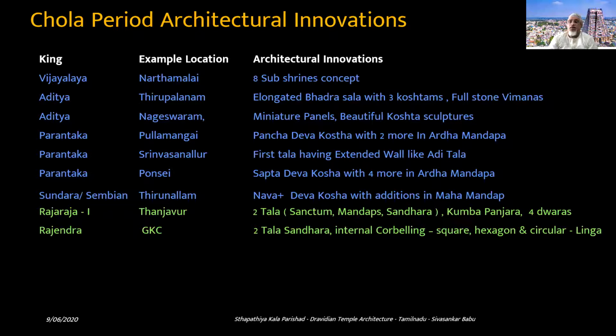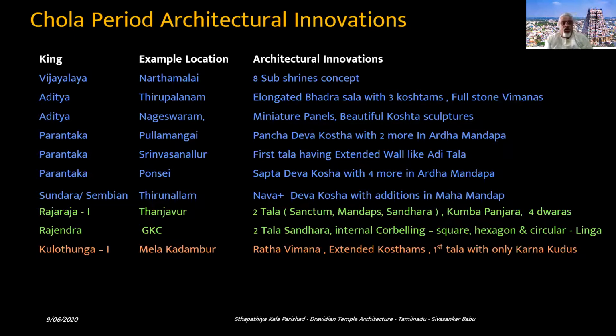His son did 1 level more. Actually, he tried a 3 tala Santara, not 2 tala. And then the internal carving is done in such a way in the temple that the Vimana itself is like a Sthula Linga, starting from square and then moving over to hexagon and a circular pattern inside. So this is like a Sthula Linga.